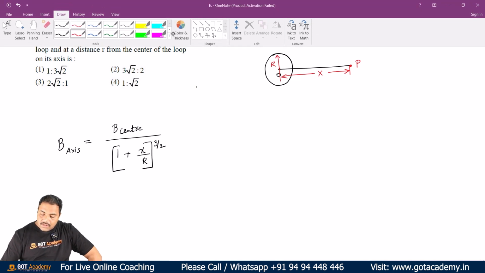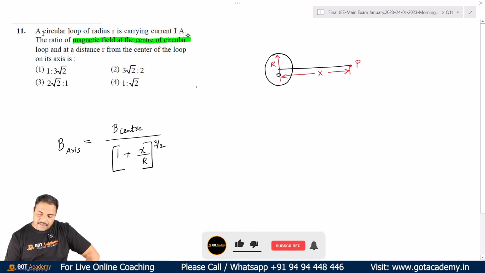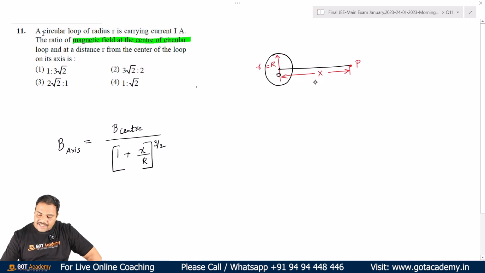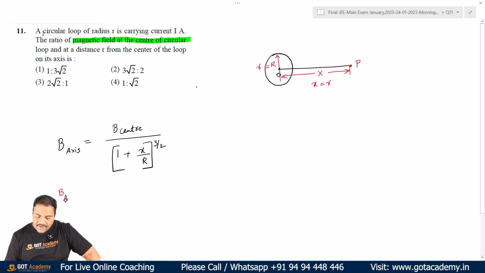Now if you look at this particular question, it was given that a circular loop of radius small r is carrying current I amperes. So here you have to write the radius as small r. The ratio of center and the distance small r. So this x distance is also given as small r. Let us substitute both. So the ratio of the magnetic field at the center of the circular loop and at a distance of r, center by axis we have to write.